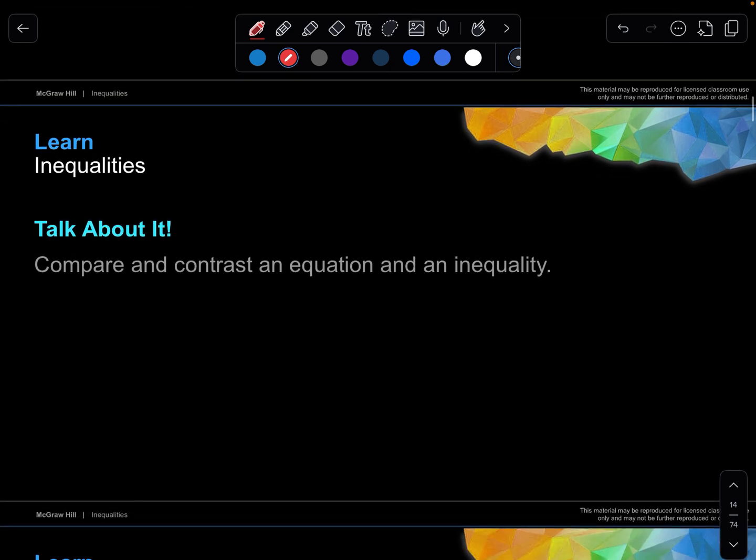I want you to take a moment and compare and contrast an equation and an inequality. Now, both equations and inequalities can contain numbers, operations, and variables. The solution of an equation, however, is exactly one value, whereas an inequality is a range of values. Okay, this is one value, this is a range of values, a set of values.